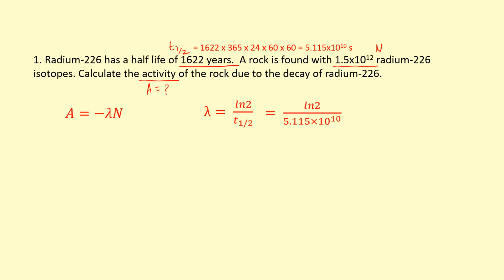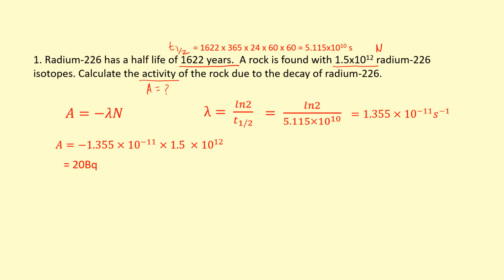Okay, so now we can put it into the equation here. ln2 divided by the half-life in seconds gives us the decay constant in per seconds. Now we can bring it back to the original equation, A equals lambda N, where N is the number of isotopes. If we evaluate that, you get 20 becquerels.